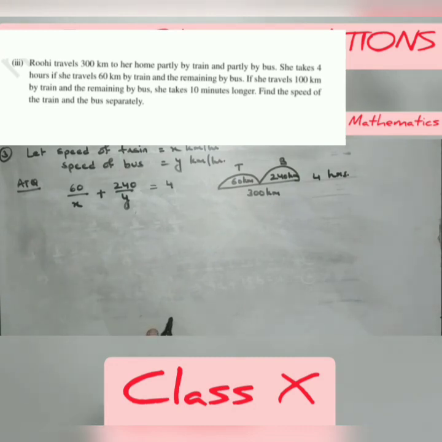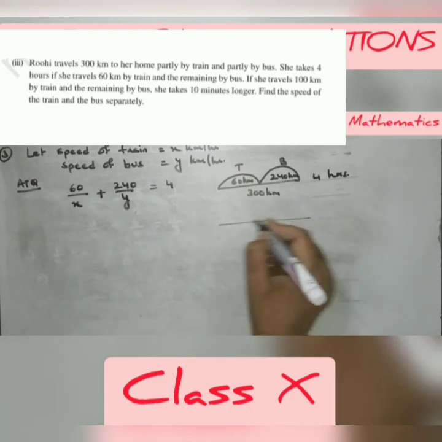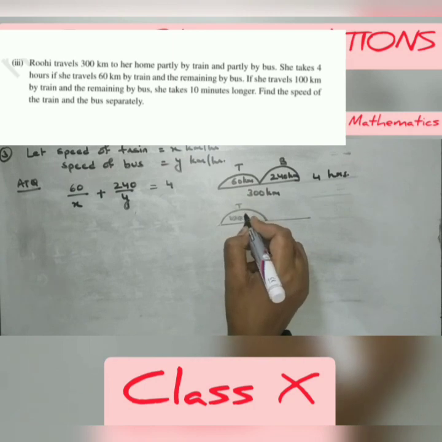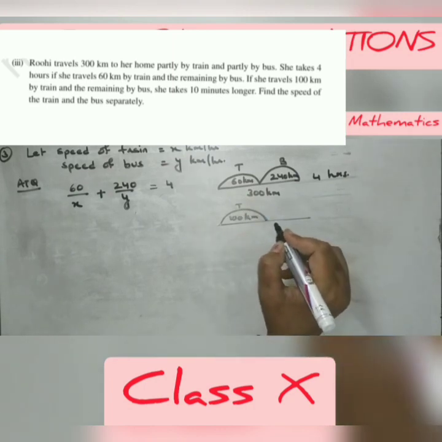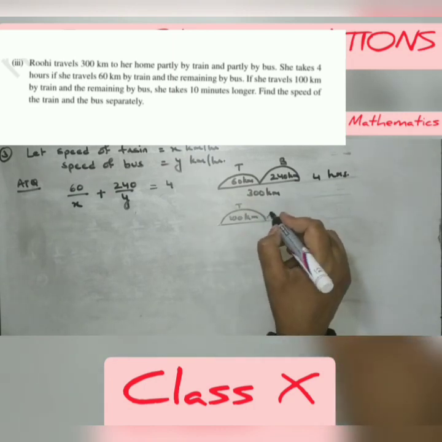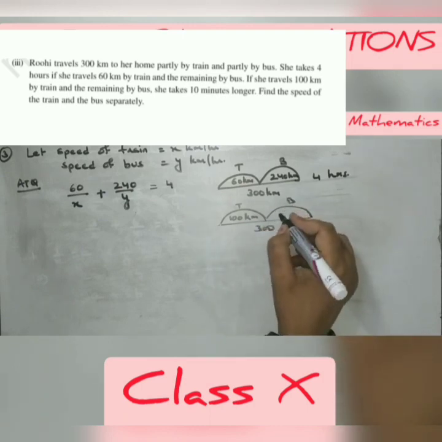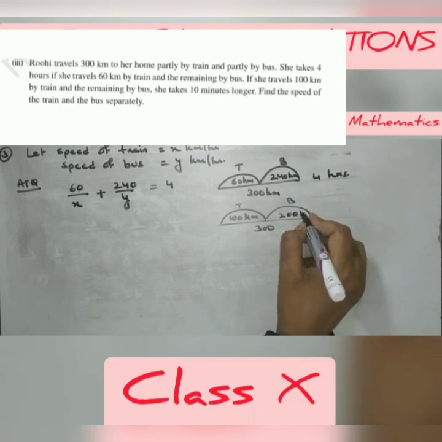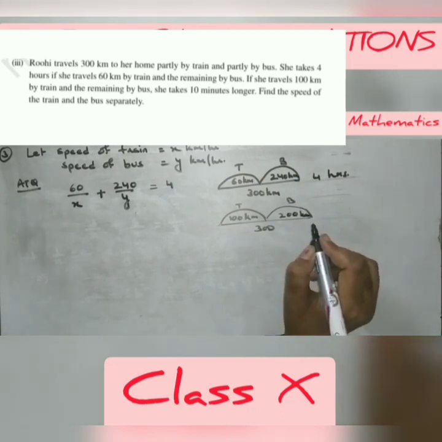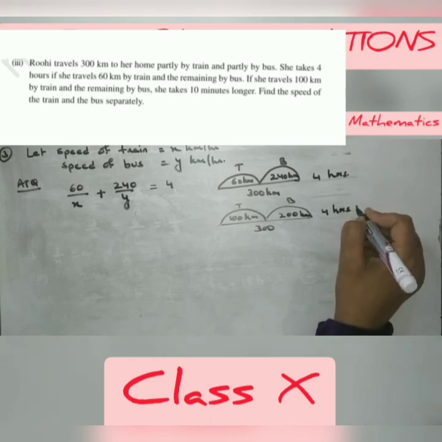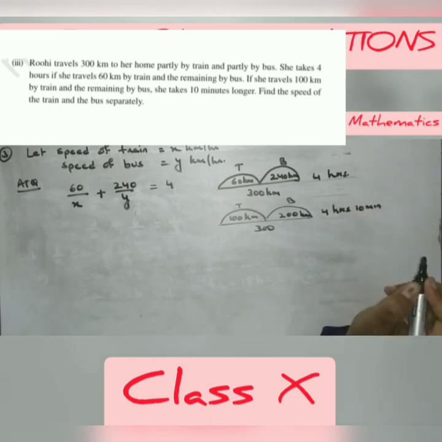Second case, if she travels 100 km by train and the remaining by bus. So how much distance did she cover by bus? Total distance is 300, so 300 minus 100 is 200. She takes 10 minutes longer. So time taken is 4 hours 10 minutes.